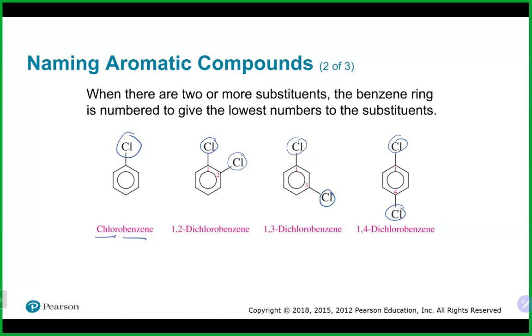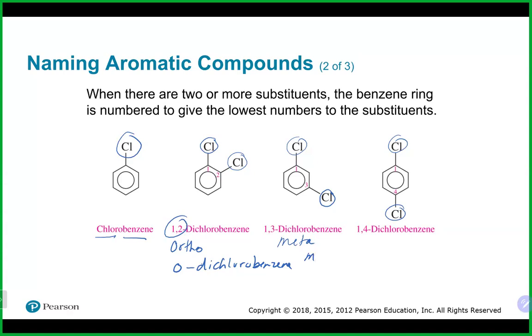Sometimes historically people don't use 1 and 2. This is what is referred to as the ortho positioning on the benzene ring, and it's sometimes abbreviated with an O instead of the numbers, like o-dichlorobenzene. The O means it's the ortho positioning, at carbons 1 and 2. The 1,3 positioning is sometimes referred to as the meta positioning, and that is sometimes abbreviated with an M, so you would use M instead of the numbers.